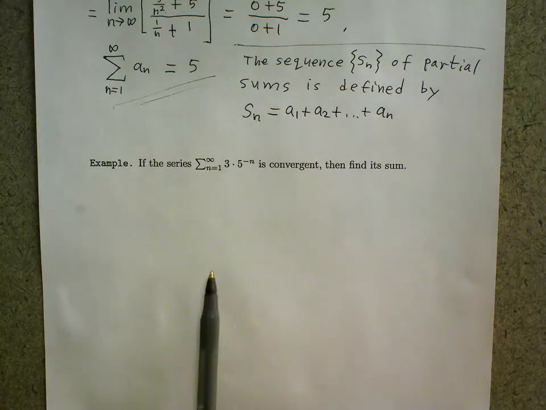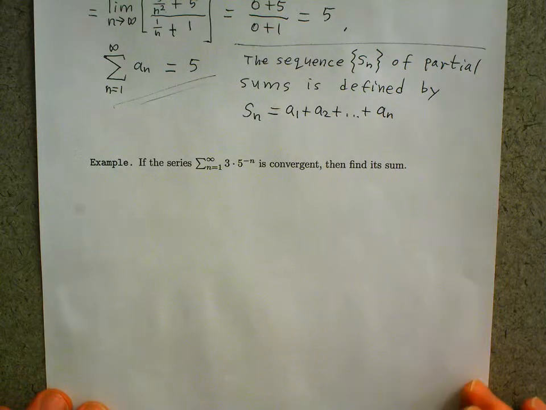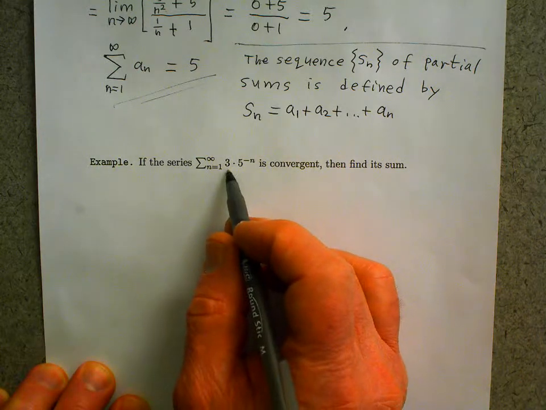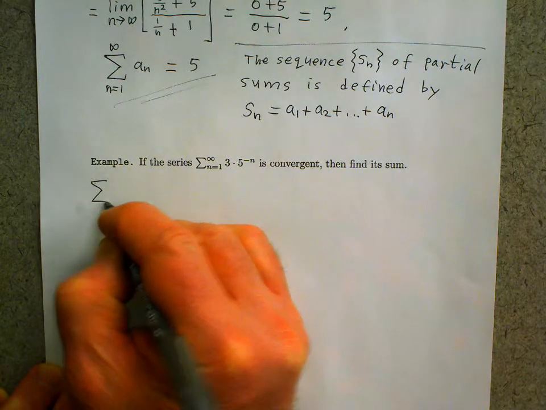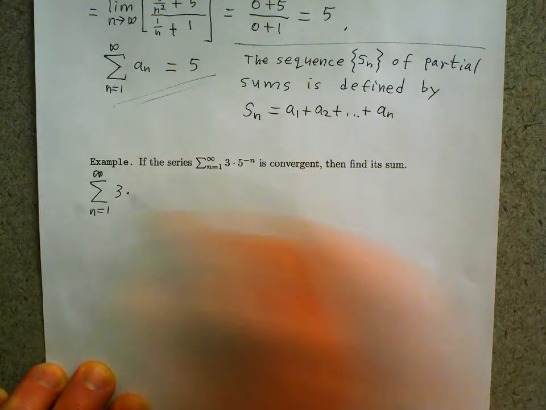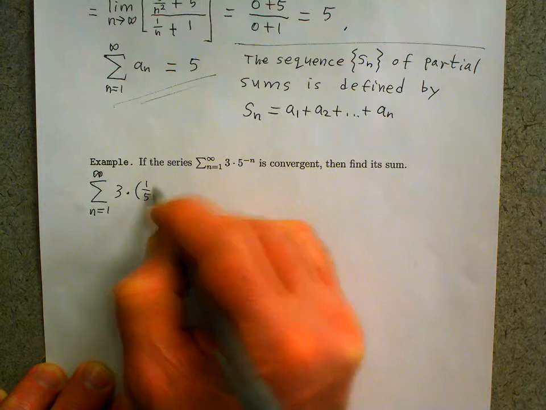What sort of series are we looking at? It's sort of camouflage in a way, but this is a geometric series. So we can alter the terms, 3 times 5 to the negative n. So 5 to the negative n is 1 over 5 to the n, or 1/5 to the n.